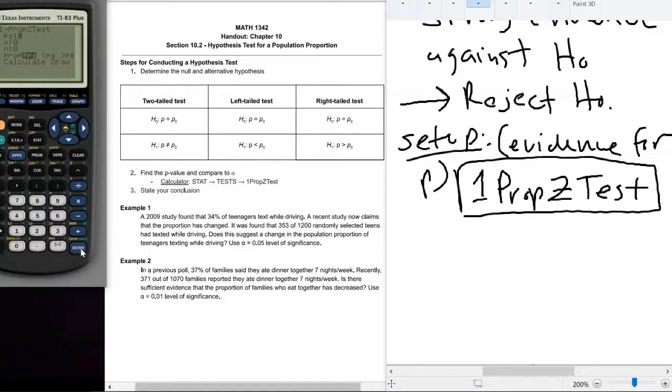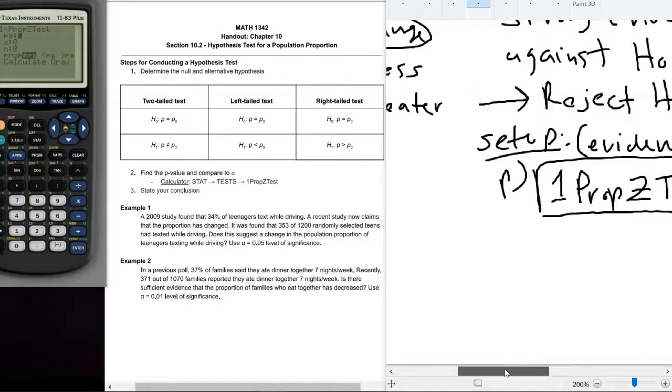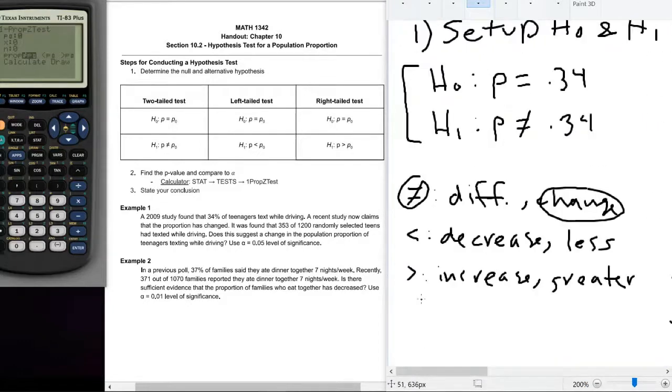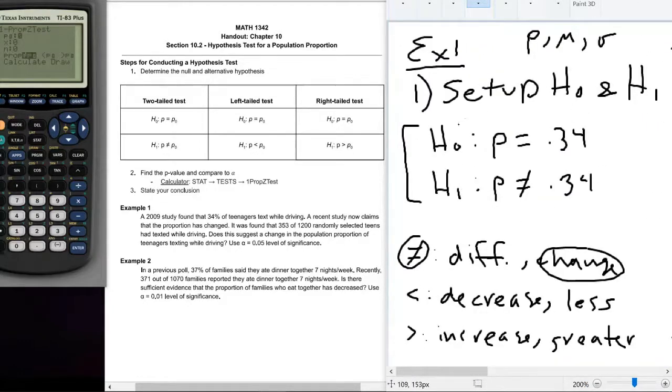Now, the 1-PropZTest is going to ask us for a few things in order for us to gather evidence. Okay, so this p0 value right here, that's going to be the value in the hypothesis test. Okay, whenever you did step 1, and you set up your hypotheses, p0 will be this value right here. Okay, so if you think p0, think h0, p0, h0. So we want 0.34 here.